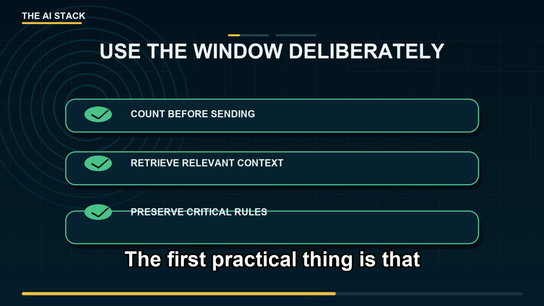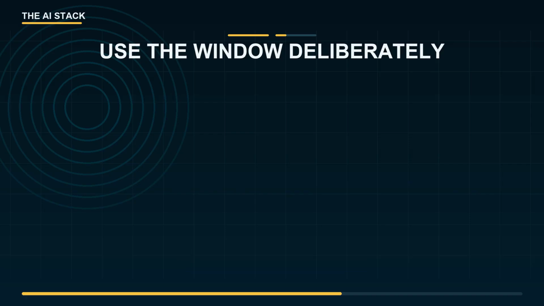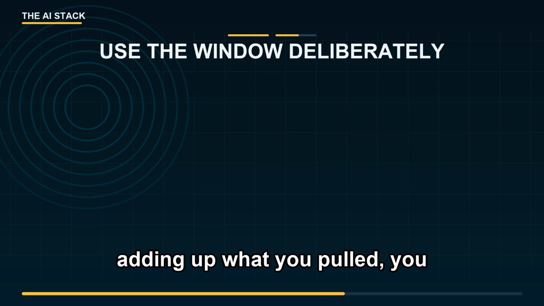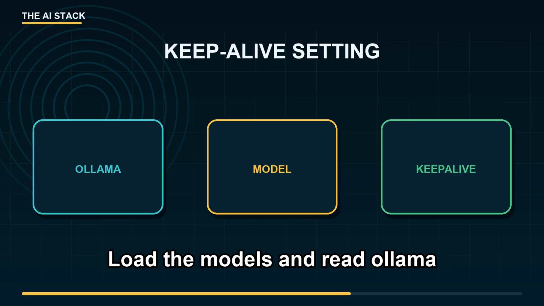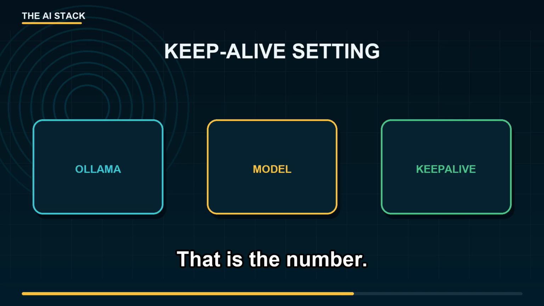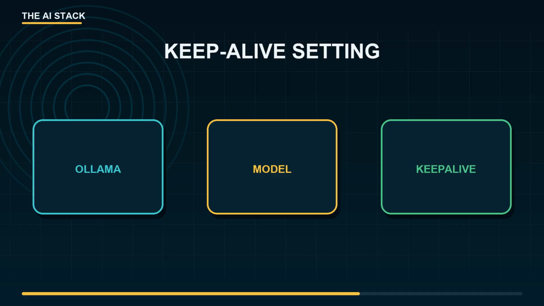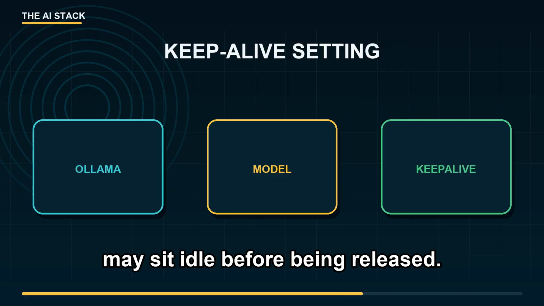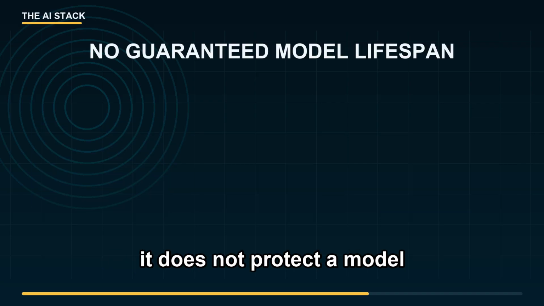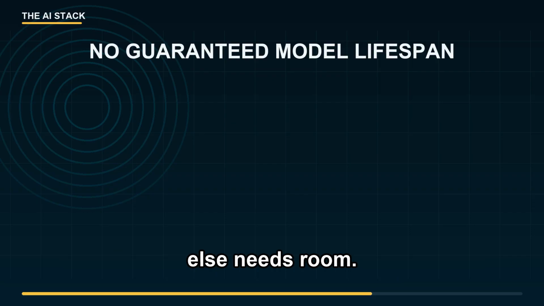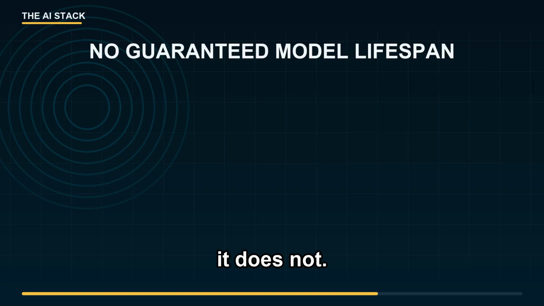The first practical thing is that the resident number is the one that matters, and it is not the download size. If you are budgeting memory by adding up what you pulled, you are working from the wrong column. Load the models and read Ollama's. That is the number. The second is that Keep Alive is a request and not a promise. It sets how long a model may sit idle before being released. It does not reserve anything, and it does not protect a model from being evicted the moment something else needs room. If your design assumes a model stays warm because you ask nicely, it does not.